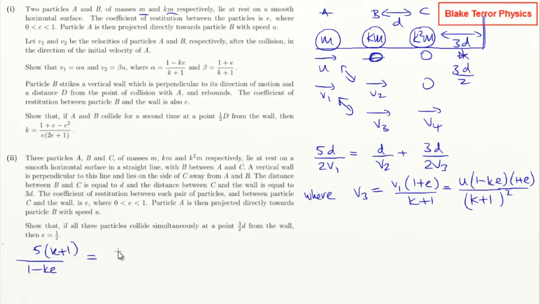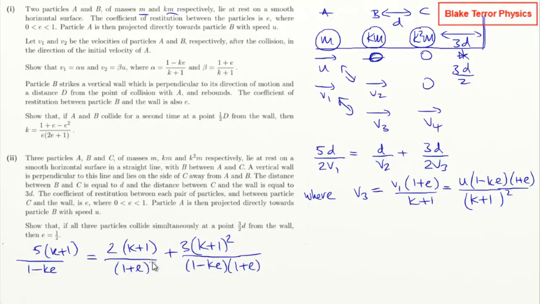And that's got to be equal to, then I'll have a 2 over the v2. So that's going to be a k plus 1 again. And then I'm going to have a 1 plus e. And then, I've cancelled the u already, so I'm going to have a k plus 1 squared. I've got to have a 3, and the 2 I've gotten rid of. And then at the bottom, I'll have a 1 minus k times e, and I'll have a 1 plus e.